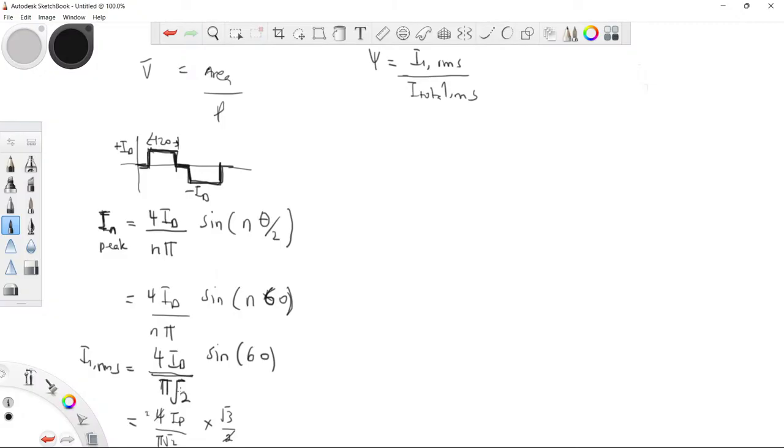Yeah. So this times 4 over root 2. So here, what are you getting? Theta is 120, right? So here is 60, n is 1. So I'm having this, yes. So I'm getting 4 over root 2 times sine 60.